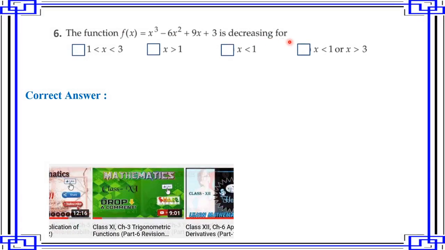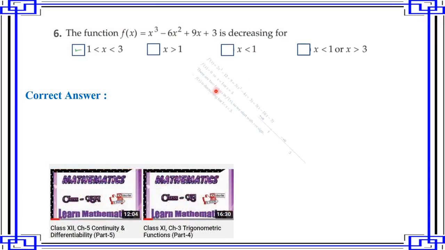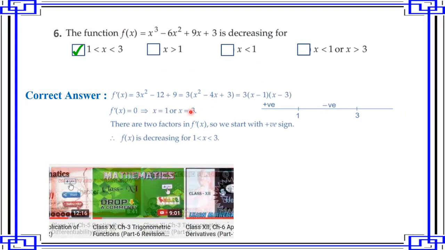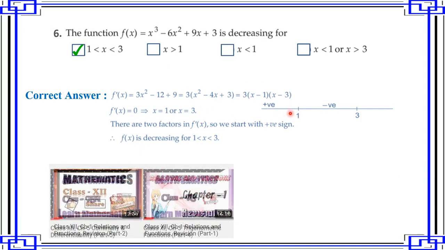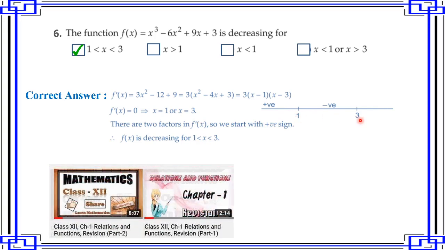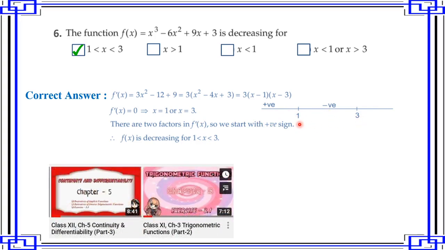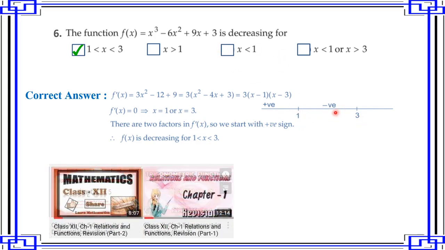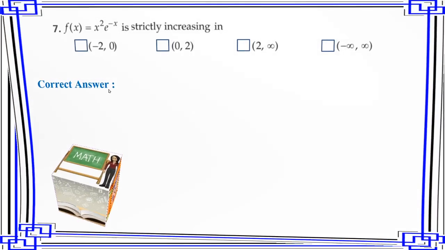So it is decreasing on R. The function, this is decreasing for which interval? We have to check. So find the first derivative, find the critical points, plot them on the number line, and check the signs. In the interval (1, 2, 3) we have a negative sign, so it is decreasing in this interval. The correct answer is the first one.